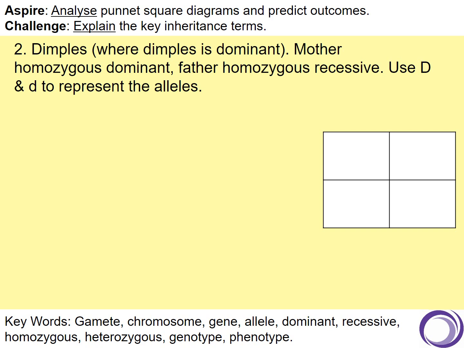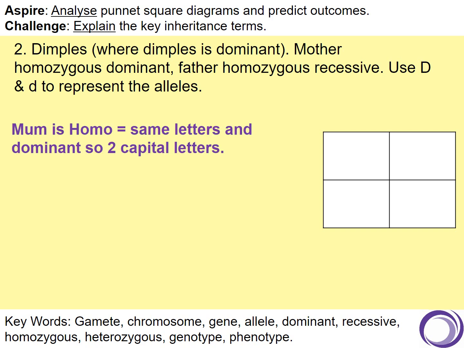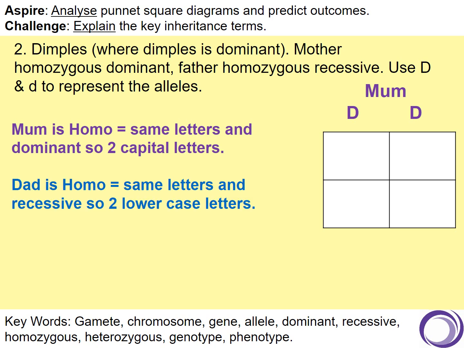Okay, brilliant. So, mum, homozygous, so the same letters. Dominant, so two capital letters. You were told to use D, so capital D, capital D. Dad, homozygous, the same letters again, but this time recessive, so it's going to be two lowercase letters. You were told to use D, so little d, little d.